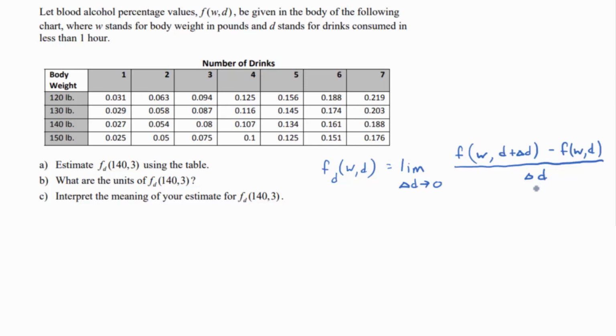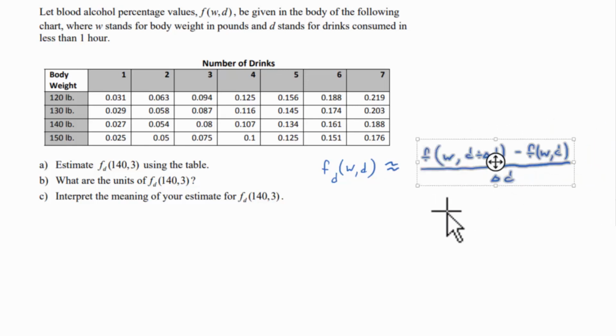Well, we don't have a formula for F, right? So taking the limit is kind of out the window. But we can get an approximation. So let's adjust this formula. Let's erase the limit, and we'll use a wavy equal sign here and say that that's approximately the value. And then let's go ahead and plug in the weight and drink numbers.